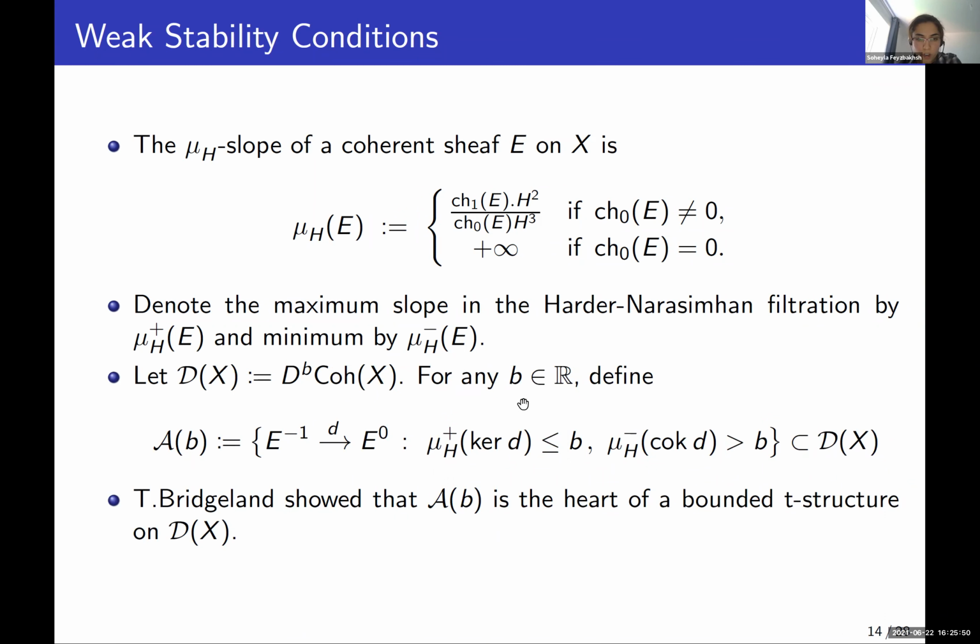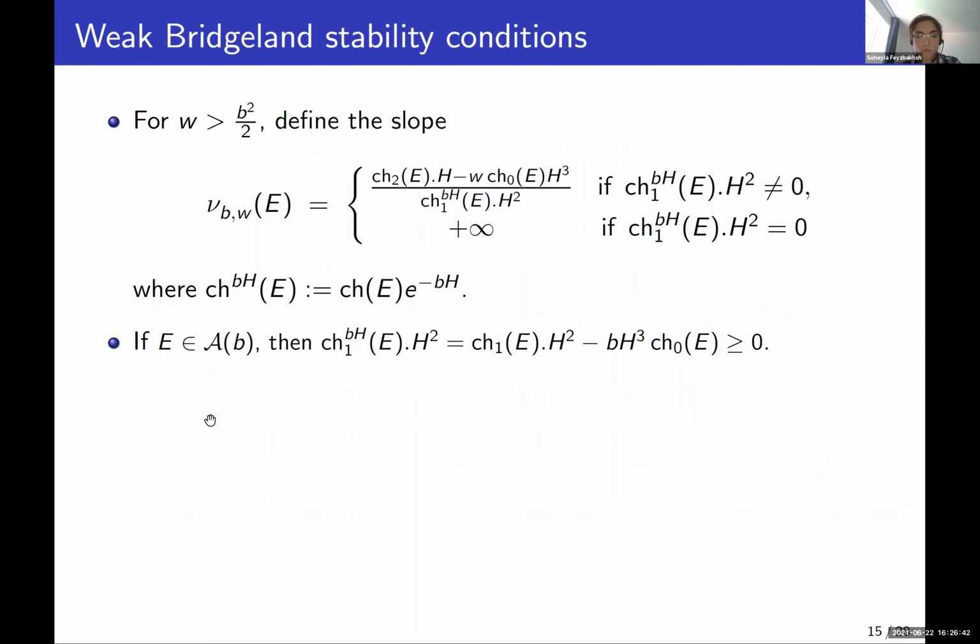Then for any B in R, we want to consider the full subcategory A_B of the bounded derived category of coherent sheaves, whose objects are two-term complexes E minus one to E zero via d, such that mu_H plus of the kernel of d is less than or equal to B, and mu_H minus of the cokernel of d is bigger than B. It's proved by Tom Bridgeland that A_B is actually the heart of a bounded t-structure on X. So in particular, it is an abelian category. And we want to replace the classical category of coherent sheaves that we had before with this new abelian category A_B. So we need to define a suitable notion of a slope for this new abelian category.